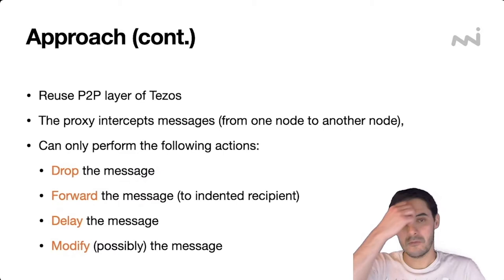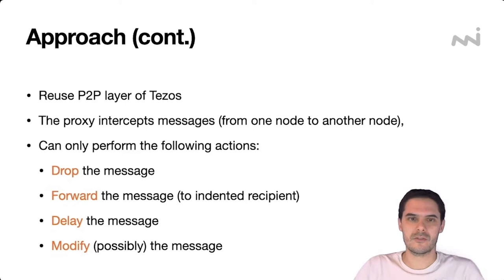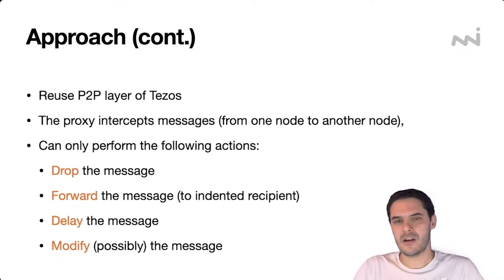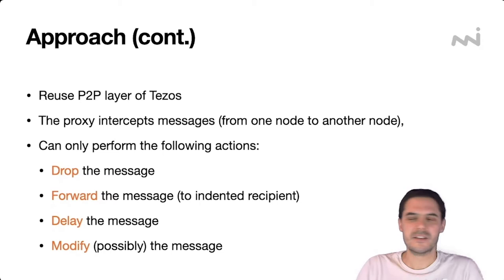For that, we reuse the peer-to-peer layer of Tezos, which allows us to communicate with a Tezos node almost for free. The proxy intercepts messages that come from one node and are destined to another one, and can perform the following actions. It can drop the message, forward the message to the intended recipient, or delay the message by a certain amount of time, or delay the message until after another message from another node has been propagated. Or we can also possibly modify the message if we want to.